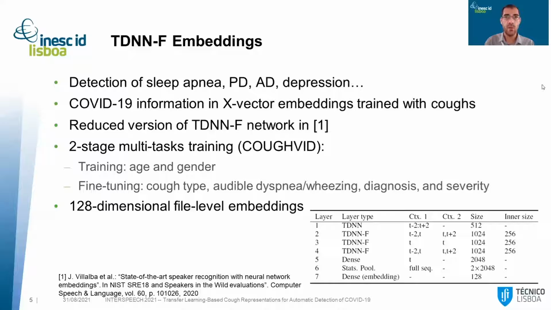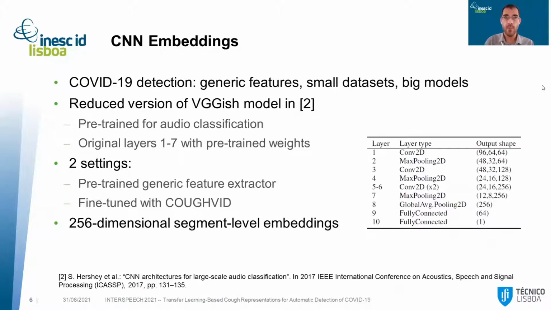X-vector embeddings have been used for the detection of sleep apnea, Parkinson's disease, Alzheimer's disease, and depression, among others. Similarly, our hypothesis here is that x-vector-like embeddings trained with CAF recordings might convey relevant information for the detection of COVID-19. Here, we implemented a reduced version of the factorized time delay neural network by Villalba and colleagues. This table shows the architecture that was trained in a 2-step multitask setting using the CAF corpus, and 512-dimensional embeddings are extracted from the last layer.